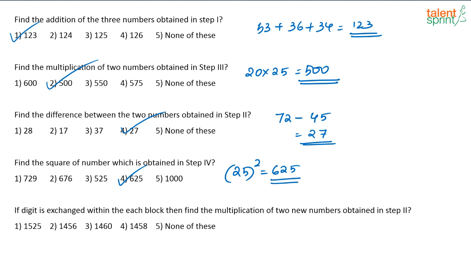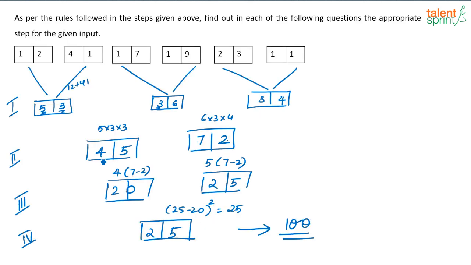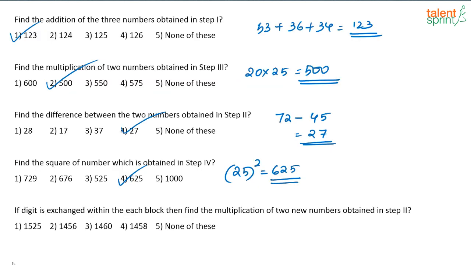If the digits are exchanged within each block, then find the multiplication of the two new numbers obtained in step 2. So how will you solve this? If the digits are exchanged within the block, in step 2 you have 45 and 72. Now it is becoming 54 and 27. So find the product of this. That will be your answer. 54 into 27 will be 1458. Correct? 1458.